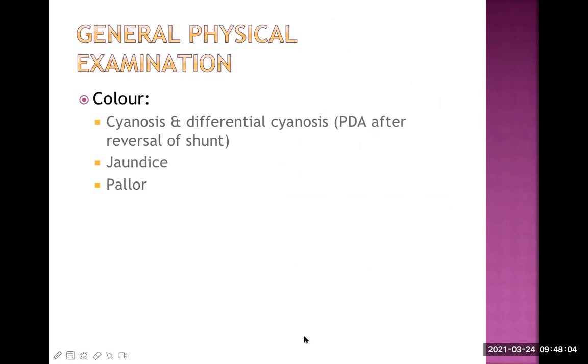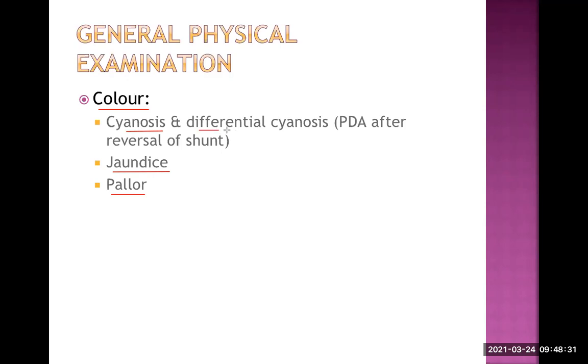Now, what are the other parts of general examination? We are moving to the important one now, that is color. The baby may be cyanosed, the baby may be jaundiced, and the baby may be pale. These are the different problems in the color. Now, we already defined cyanosis. This is bluish discoloration of skin and mucous membrane when the reduced hemoglobin is more than 5 grams per deciliter.